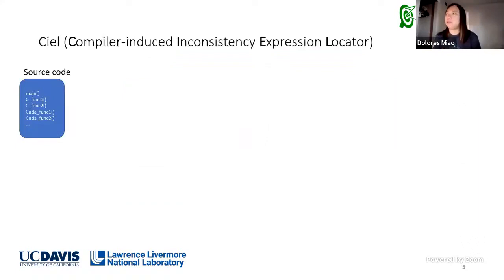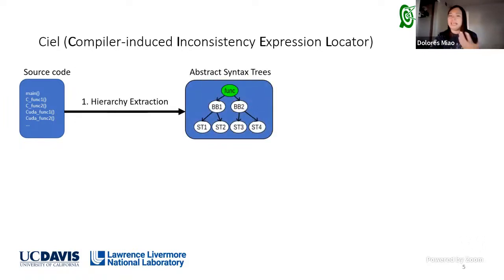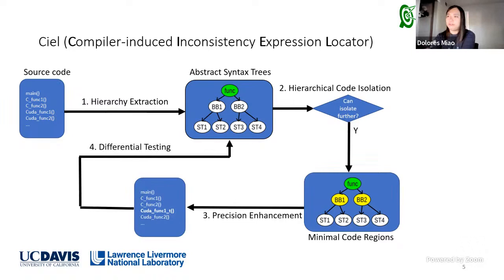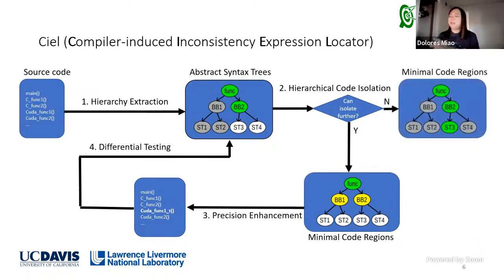We introduced our tool CIIEL here, which stands for Compiler-Induced Inconsistency Expression Locator. It analyzes a heterogeneous program, usually containing CPU and CUDA source code. It generates an AST and then starts iteratively isolating the code regions, as shown in the AST, that could cause inconsistencies to occur by traversing this AST. It uses precision enhancement, and then it uses differential testing to determine if enhancing a certain set of code will resolve the compiler-induced inconsistencies, so that we narrow down the targeted code regions. In the end, we will have a minimal piece of code, this statement for example, that would be the source of the inconsistencies.